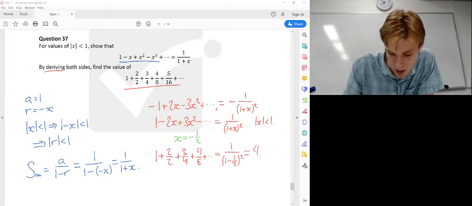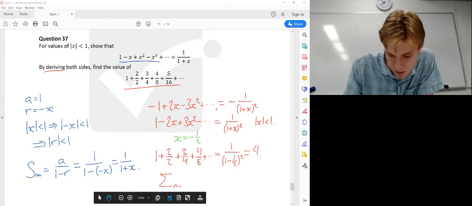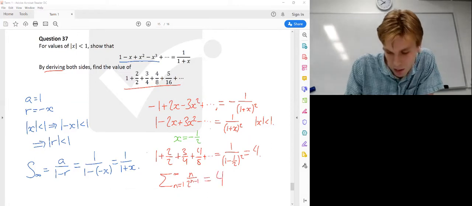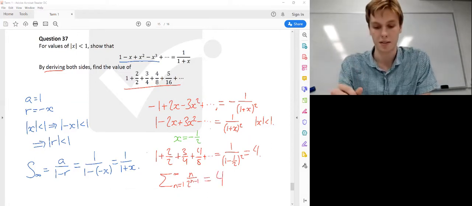So what we've determined is that the sum from n equals 1 to infinity of n over 2 to the n minus 1 is precisely 4, which finishes the question, and that's the answer to the question. And we get what we need.